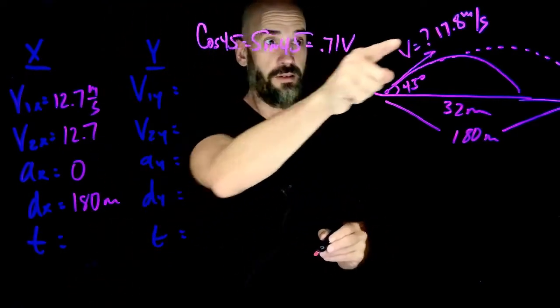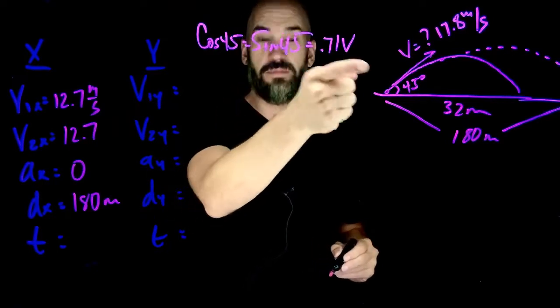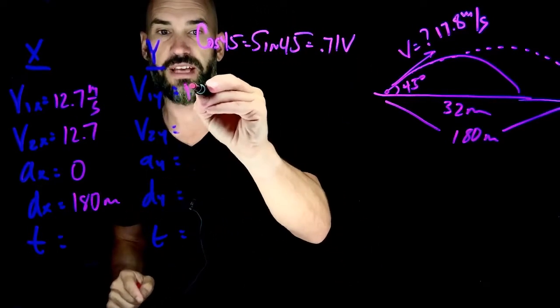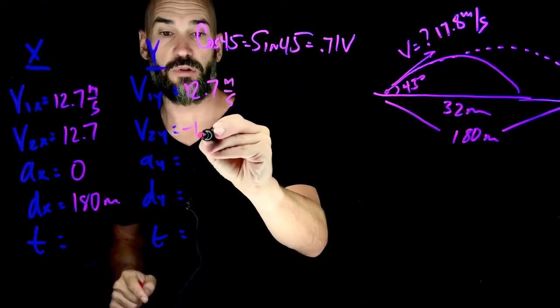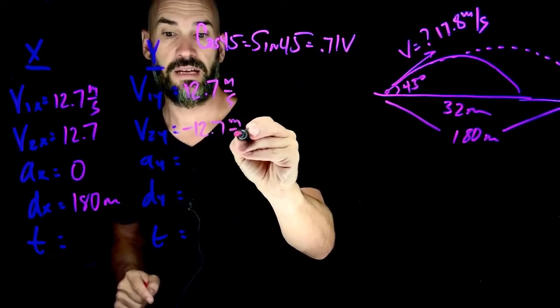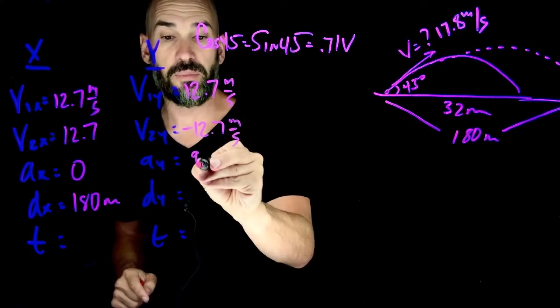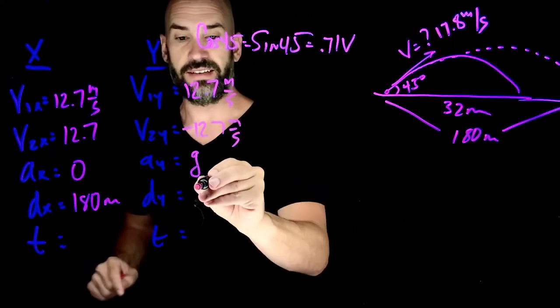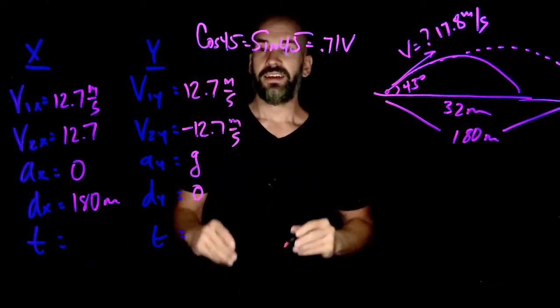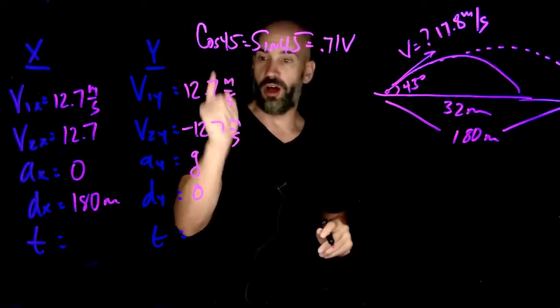V1y, it's going to be 17.8 sine of 45. Still the same thing, 12.7 meters per second, except this is going to be negative 12.7, right? This we're looking for the moon's gravity. So we'll call that just g, right? And the height, again, is 0. Okay, guys, no big surprise here. Let's do what we always do.